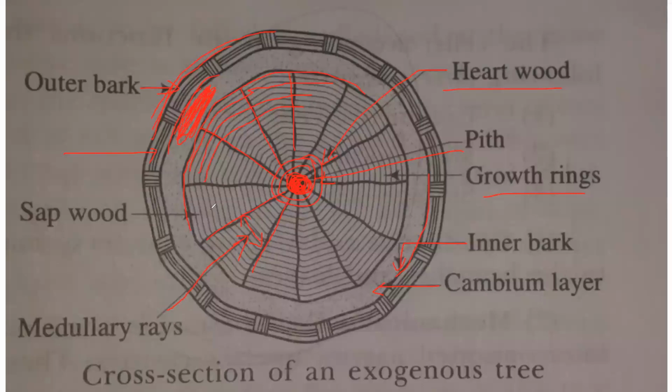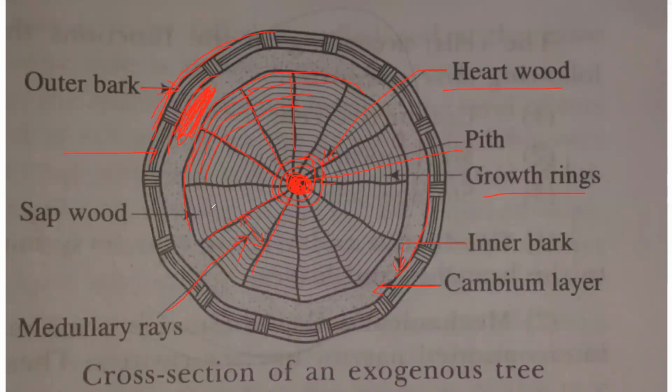Okay, the bark which is visible from the outside is called the outer bark. The bark from the inside is called the inner bark. So overall, the outer portion is bark. After bark, if you go inside, there is a cambium layer. After the cambium layer, there will be growth rings. Okay, growth rings will start.